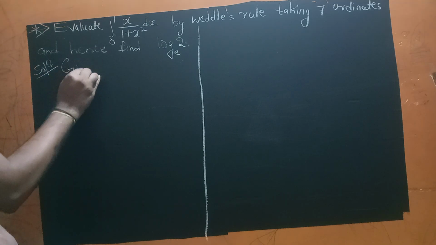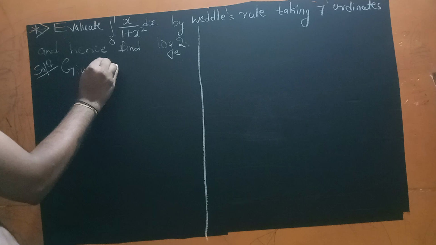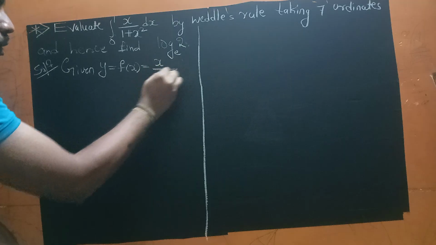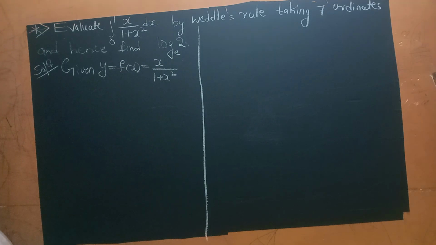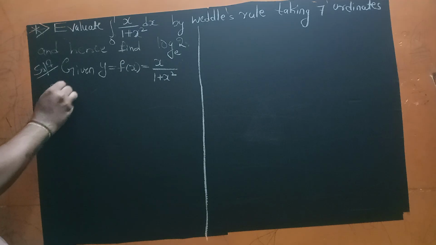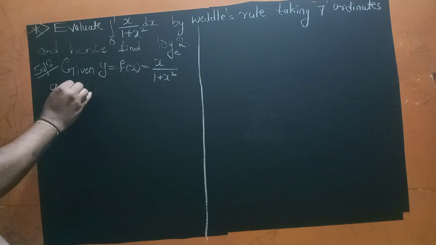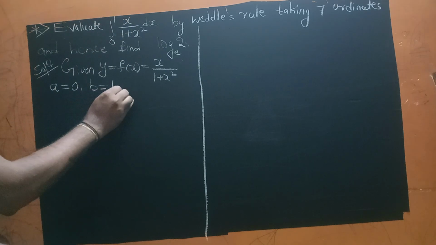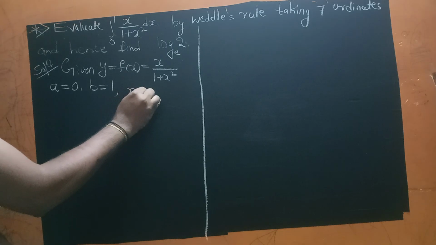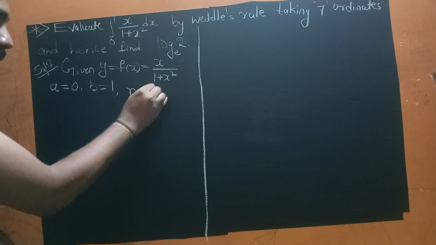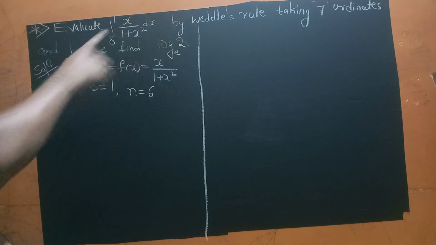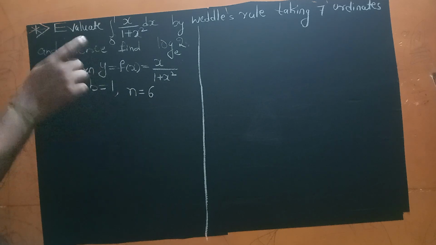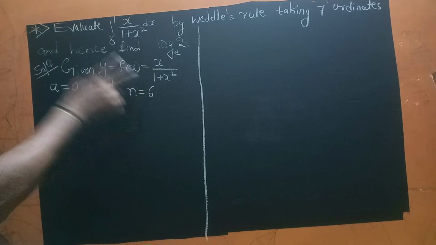What is the given data? The function they have given is y equal to f of x, that is x by 1 plus x square. Also the interval values: the lower limit a is 0, and the upper limit b is 1. Now n plus 1 ordinates means 7 ordinates, so n plus 1 is 7, therefore n equal to 6. And you have to remember, to operate Weddle's rule, n should be at least 6.